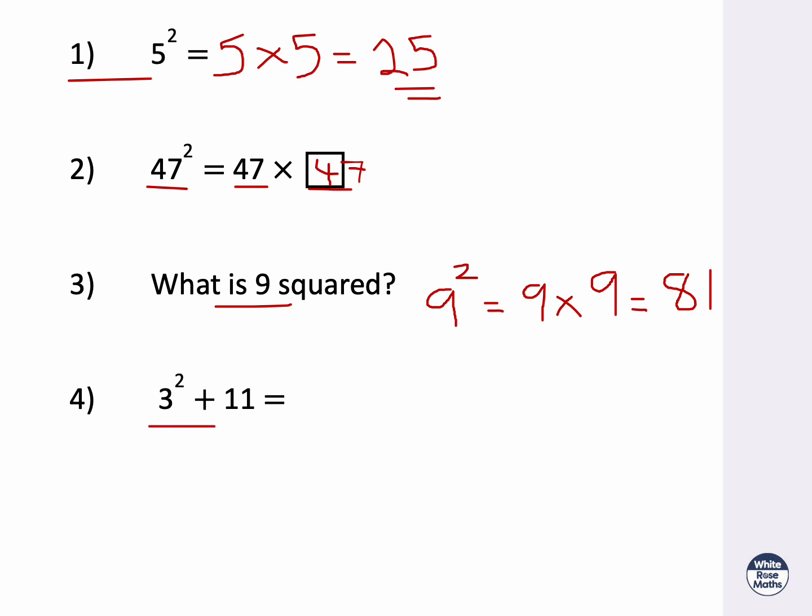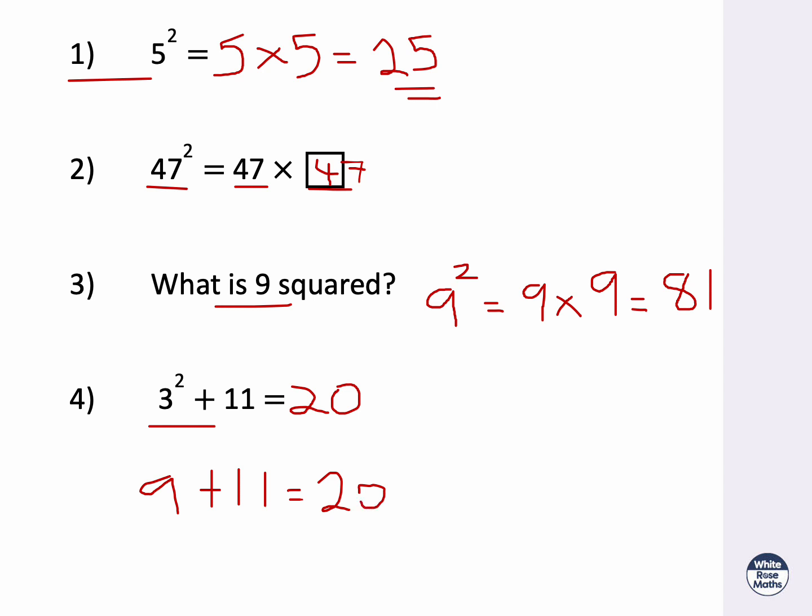Work out 3 squared plus 11. Well, 3 squared means 3 times 3, which is 9. 9 plus 11 is equal to 20, guys. So 3 to the power of 2, or 3 squared, means 3 times 3. So it's going to be 9. So 9 plus 11, guys, is equal to the number 20.